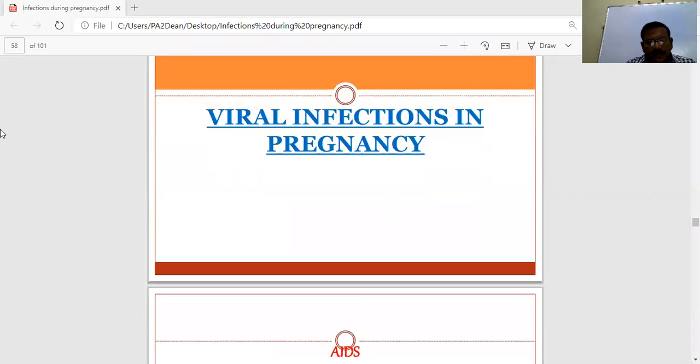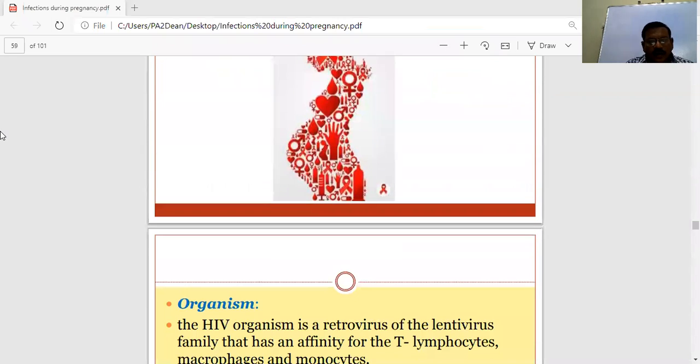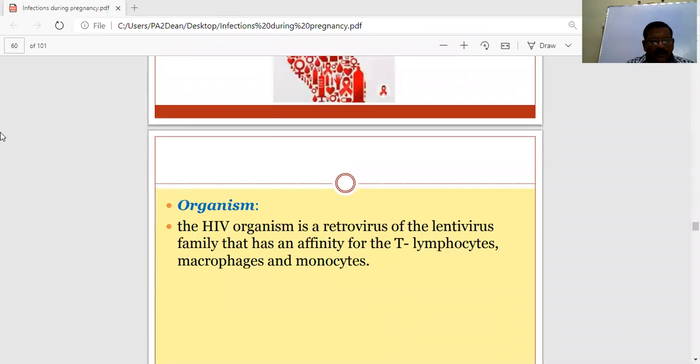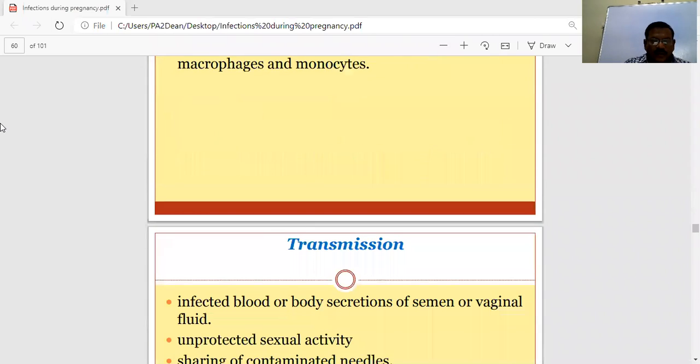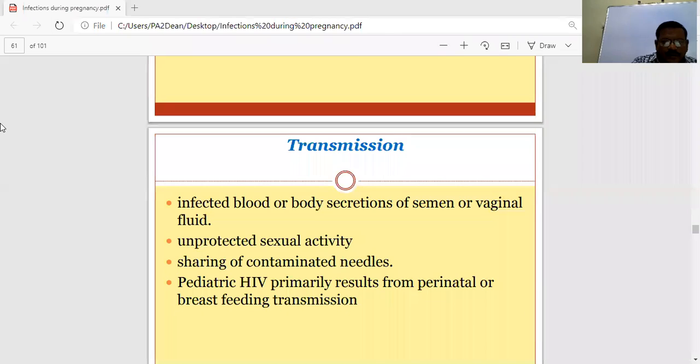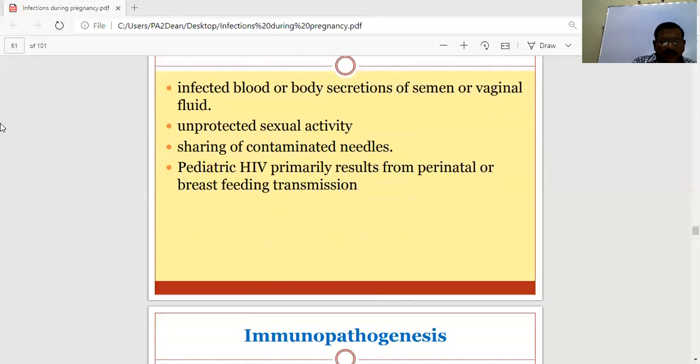Coming to the viral infections in pregnancy, this is AIDS or HIV. The HIV organism is a retrovirus of the lentivirus family that has an affinity for the T lymphocytes, macrophages, and monocytes. The transmission is by infected blood or body secretions of semen or vaginal fluid. Secondly, unprotected sexual activity, sharing of contaminated needles, and pediatric HIV primarily results from perinatal or breastfeeding transmission.